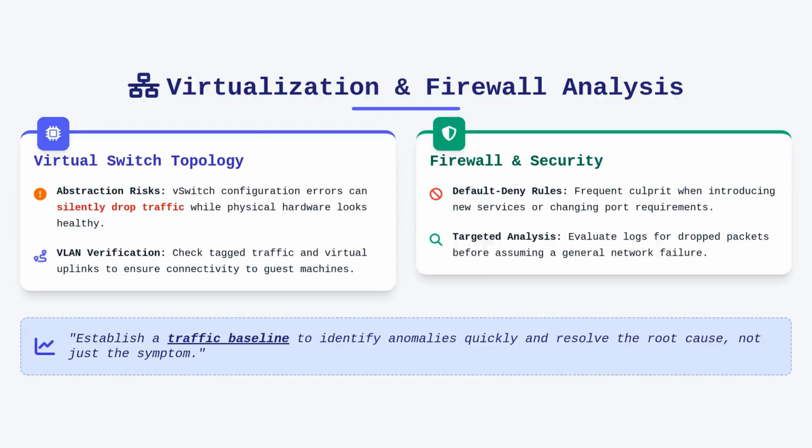Establishing a baseline for what constitutes normal traffic allows you to identify these anomalies quickly, ensuring that you resolve the root cause rather than just applying a temporary fix.